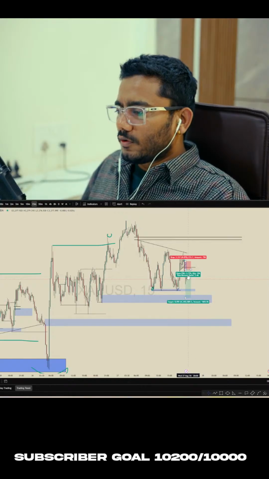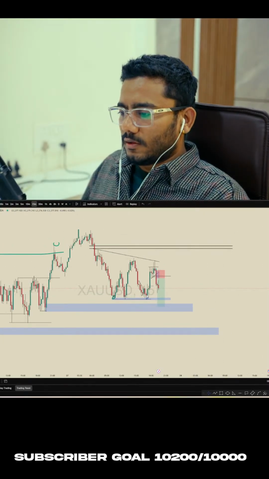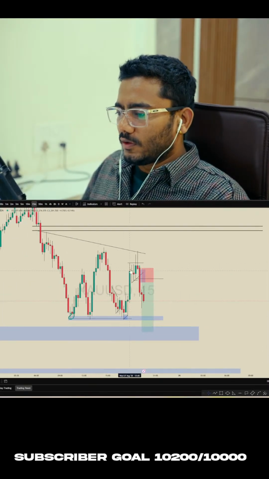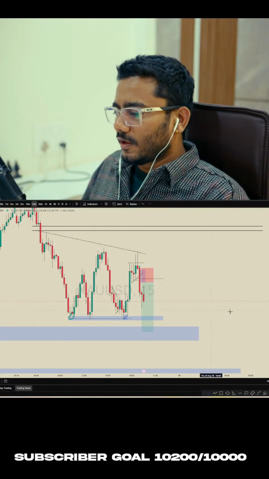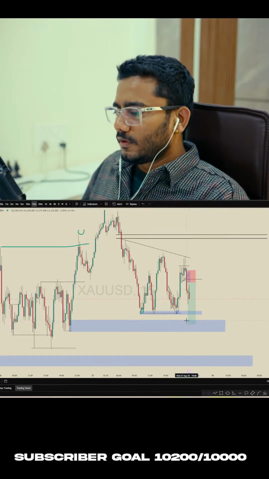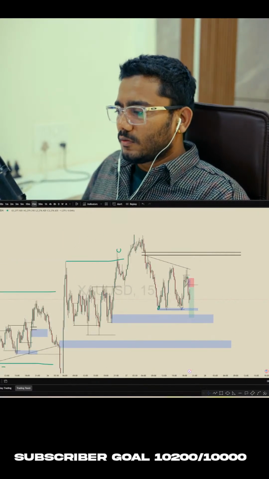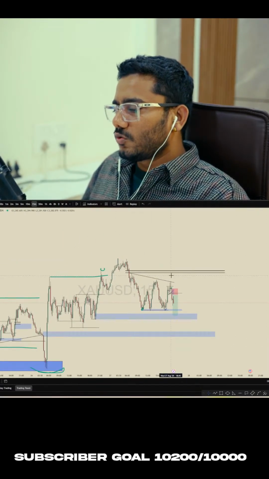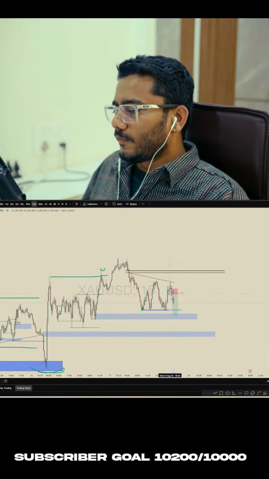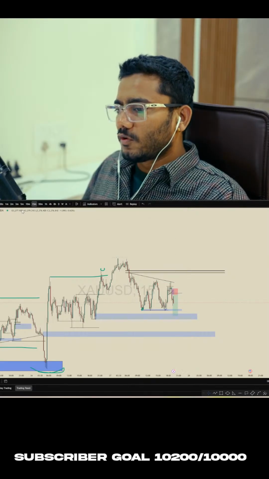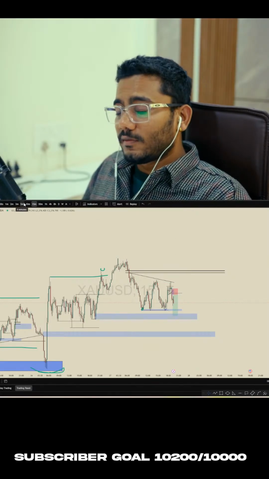If you're looking for a buy on gold, you can buy. I'm looking for a very short trade from here based on this 30 minutes. I'm also looking for a buy from this area, because if price wants to go to the upside, probably it will sweep any kind of liquidity. It will not start to go from here only. So this is my analysis. Maybe I'm wrong.